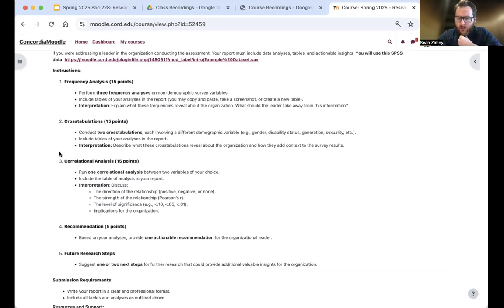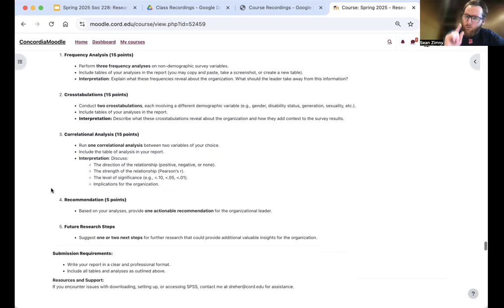Third, you're going to also run a correlational analysis. You're going to run just one correlational analysis between 2 variables of your choice. So include the table and then discuss: what is the direction? Is it positive, negative, or none? What is the strength of the relationship? Remember, anything less than 0.3 is weak, 0.3 to 0.5 is moderate, and 0.5 and above is strong. The level of significance: is it significant at 0.05, 0.01, 0.10? Again, SPSS will tell you that, and then the implications for the organization.